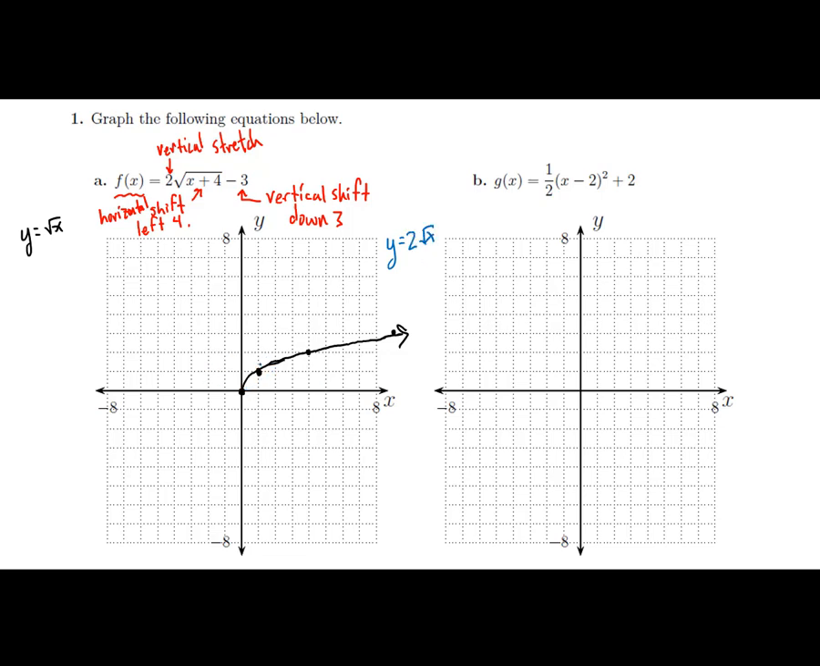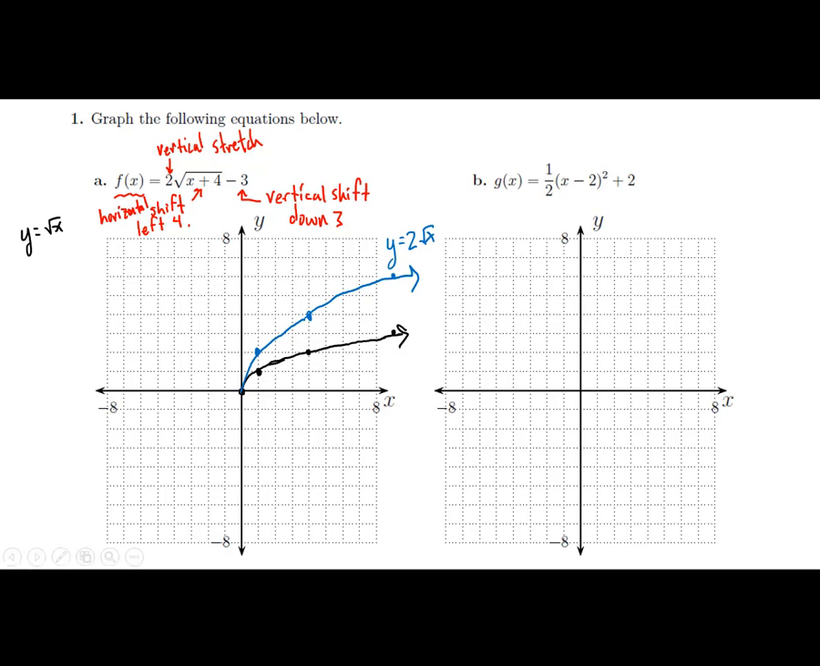Well, 2 times the square root of x doubles my y value, so this y value goes here, this one goes here, and then this one goes up to here. All right. So you can kind of picture someone grabbing my black square root of x function that I had originally and just stretching it. It's pinned down to the origin here, but everything else gets stretched up. Okay, that's a nice intermediate step. So that's what I mean by applying stretches or shrinks prior to your shifts.